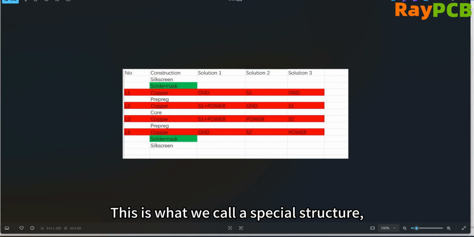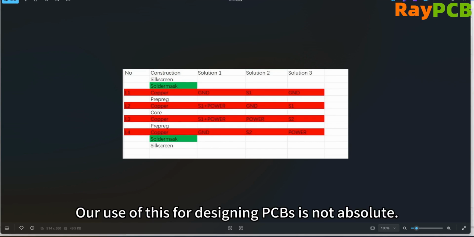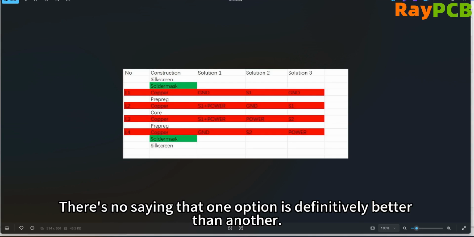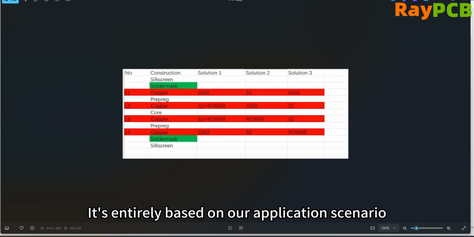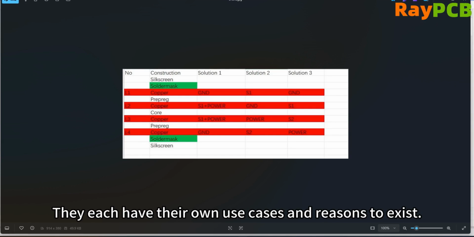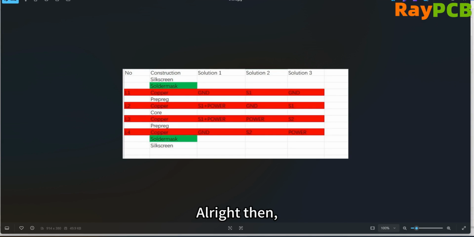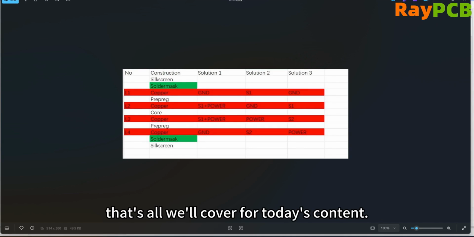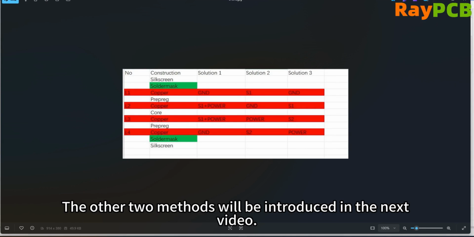These are just some special structures used for specific scenarios. When we design PCBs, there is no absolute rule. No scenario is always better than another. It all depends on our application scenario and usage conditions. Each has its own applicable conditions and space for survival. Alright, that's all for today's content. The other two methods will be introduced in the next video.